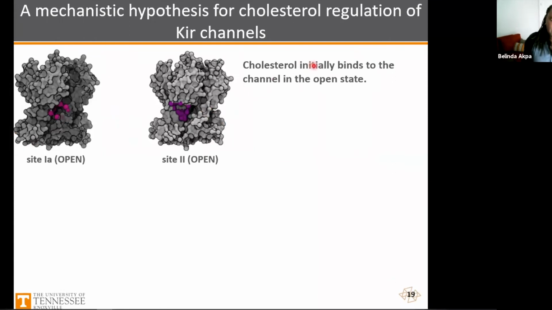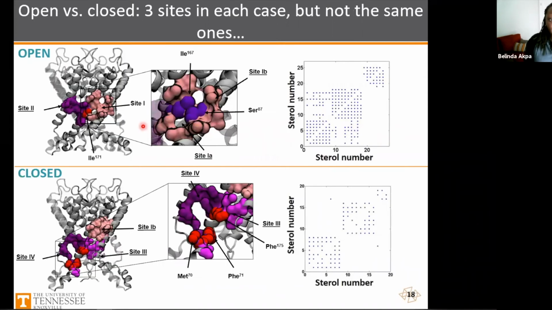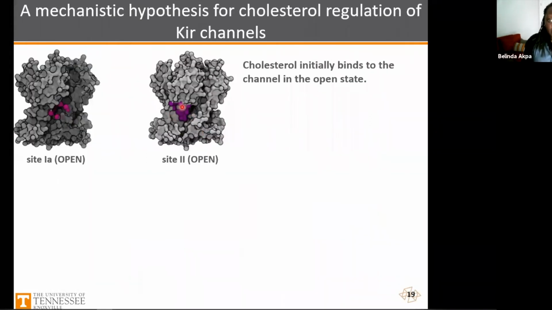And it leads us to start to posit what might be happening in the transition between the open state to the closed state with this particular channel. We posit that cholesterol may initially bind to the channel in its open state. That binding is driven partly by interactions between cholesterol, which has a hydroxyl group at its head, and polar residues on the protein that actually reside in these binding sites. Those were the ones highlighted in a different color here. So you have hydrogen bonding interactions and polar interactions that dictate cholesterol entering those binding sites.